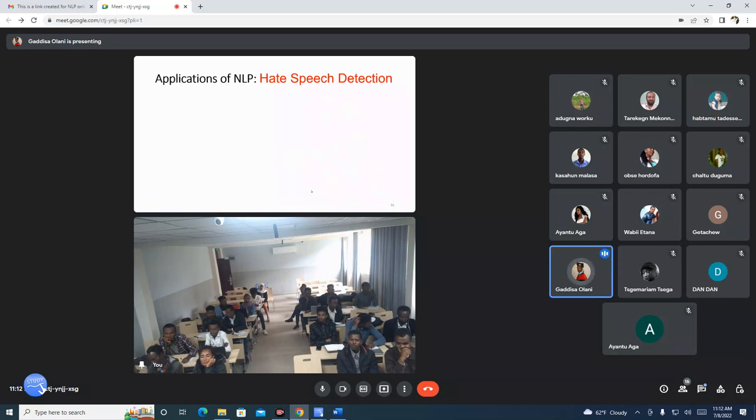So something that directly goes with the spam detector is hate speech detection. Of course, numerous research has been conducted in Ethiopia for Ethiopian languages with regard to hate speech.